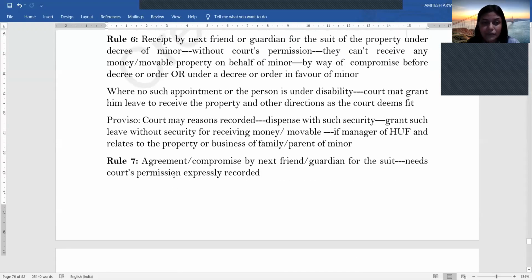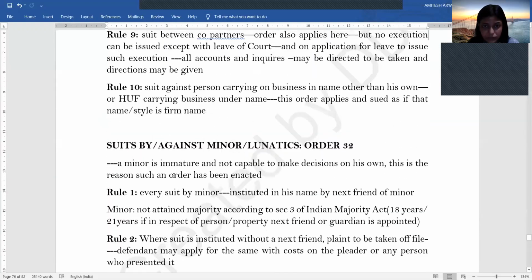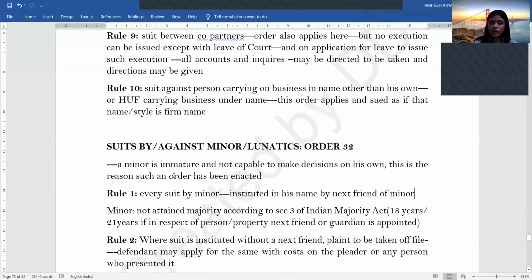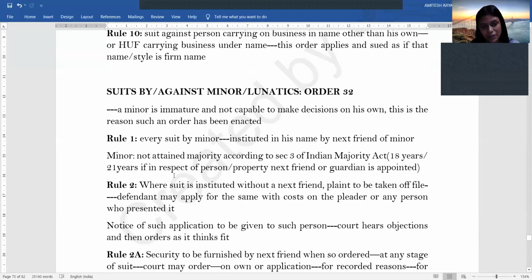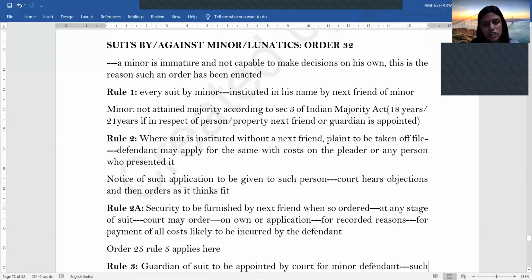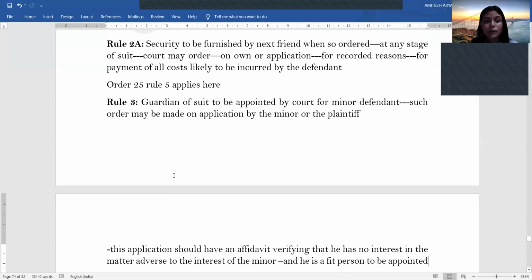So under Order 32, we saw first that for a minor, there should be a next friend, and the suit should be in the name of the next friend. If it is not there, then the plaint will be taken off the file. Then security needs to be furnished by the next friend. This particular rule 2A will not be applicable in the case of an unsound person, but otherwise it will be there.